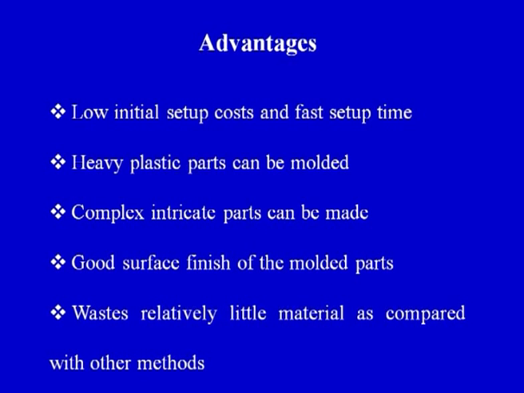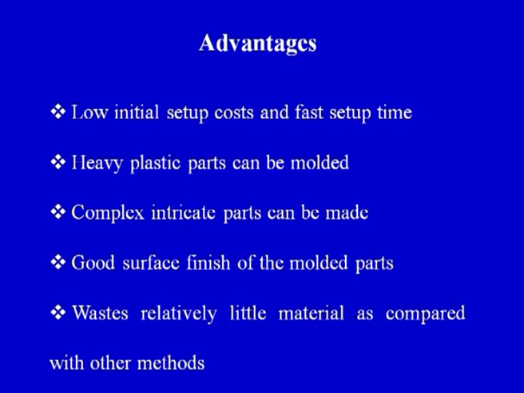Heavy plastic parts can be molded. We can have large mold halves, two mold halves, and we can get bigger products, or heavy plastic parts also. Complex intricate parts can be made because we are applying pressure on the plastic in this particular case. So we can make complex parts, because under pressure the plastic is able to flow to each and every corner of the mold cavity. So complex parts can be made by compression molding.